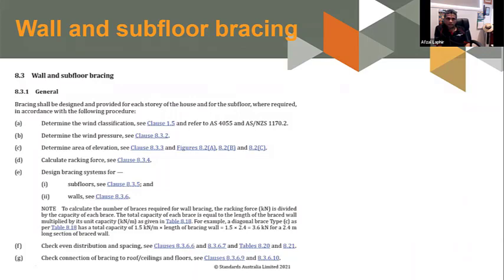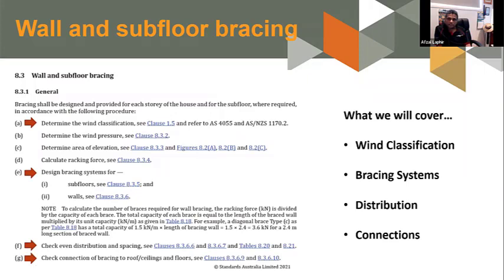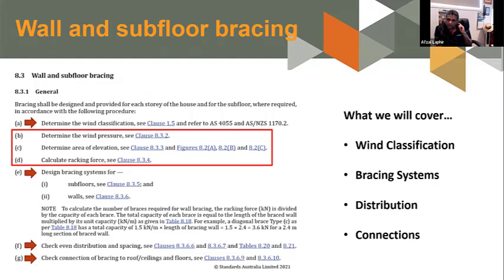There are seven steps given, steps A to G. We will discuss four of these steps today: wind classification, and bracing systems, especially for walls. I'll focus more on walls than subfloors, and then also see how these systems are distributed and connected. What we'll not cover today are sections around the calculation of racking forces. Now, this deserves a separate session in its own right.